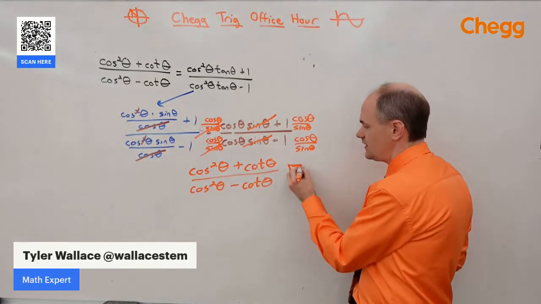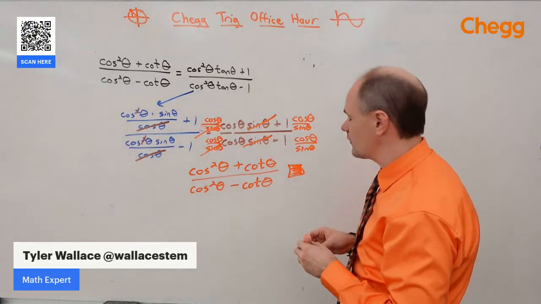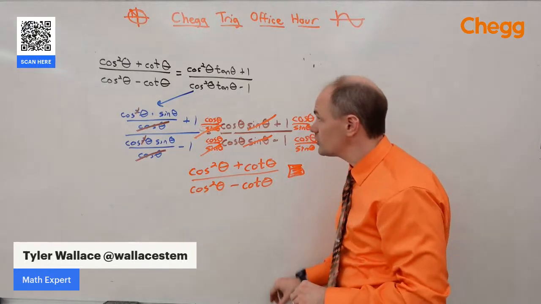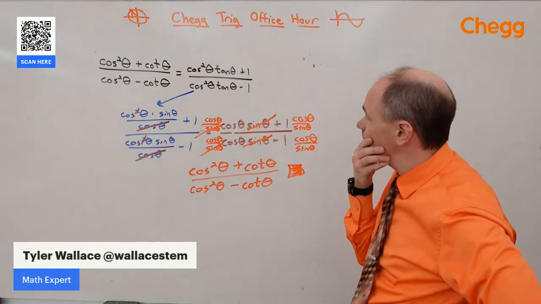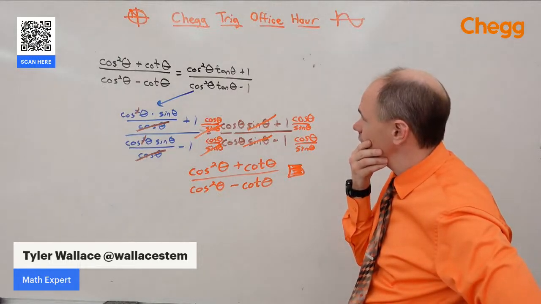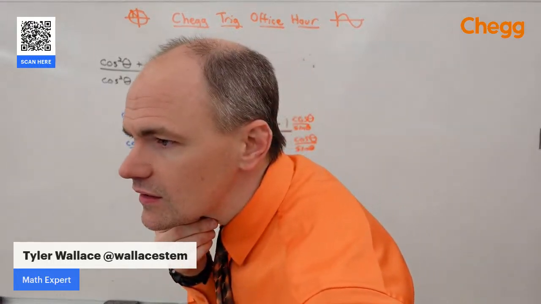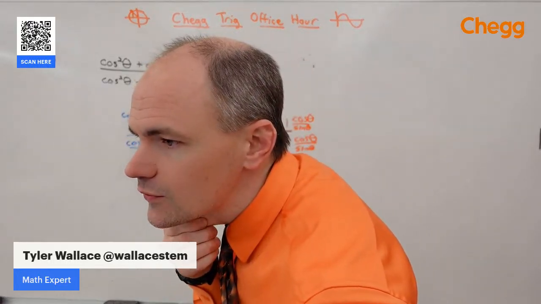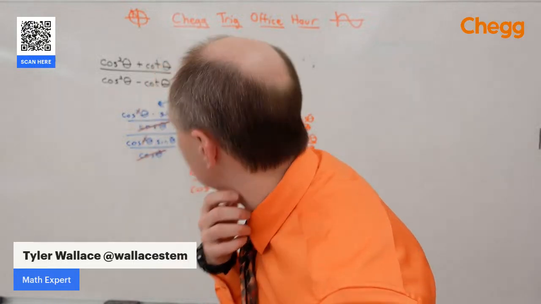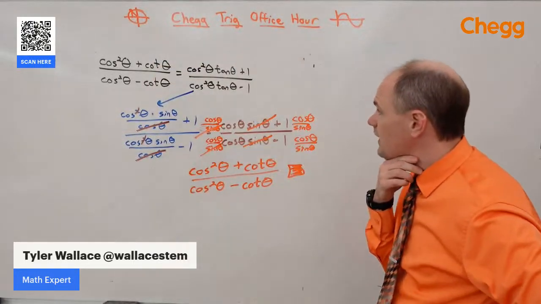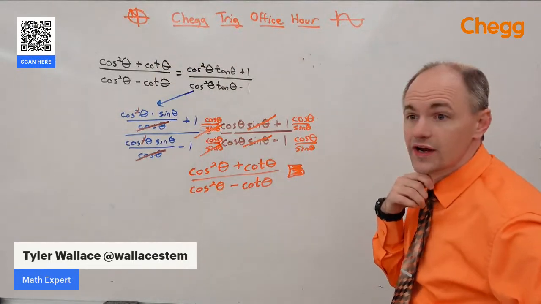So that is done, QED. I saw a great comment come in though. Could we not have just multiplied by tangent, cotangent? What did you say? Multiply by tangent over tangent. Yeah, that would have worked too, actually. That would have been even quicker.